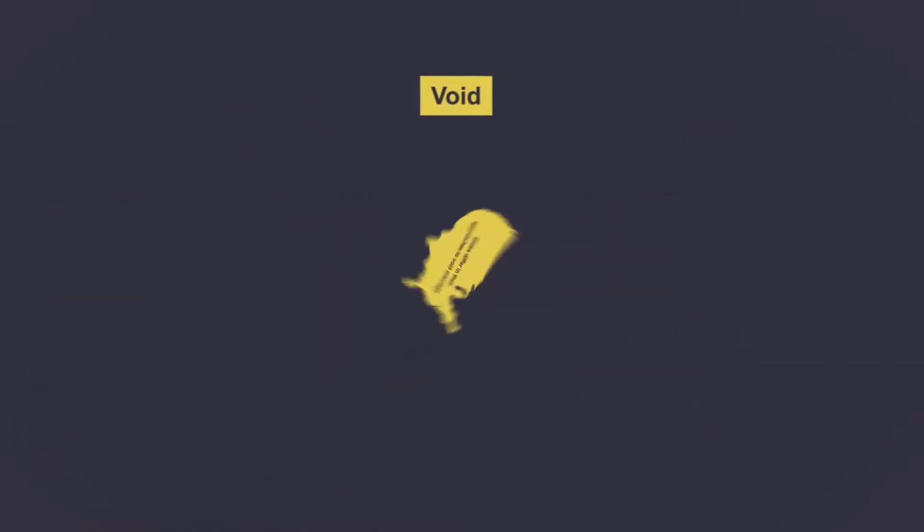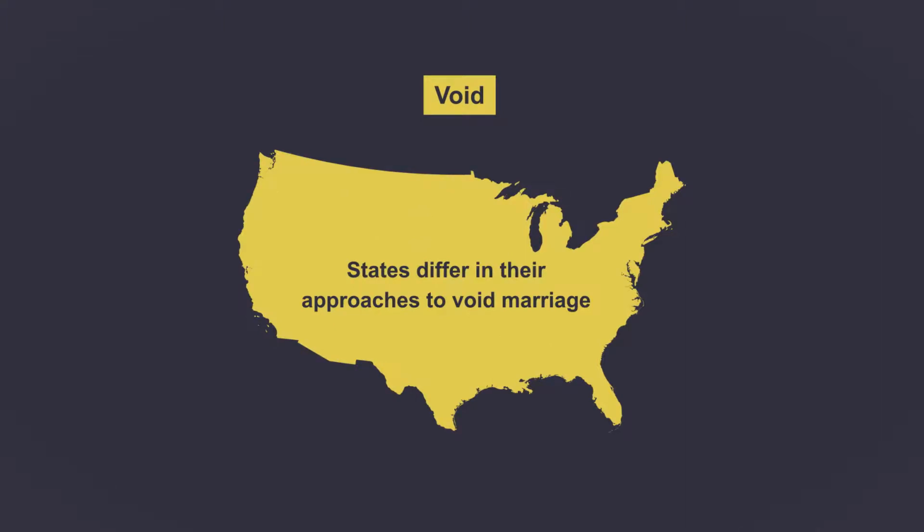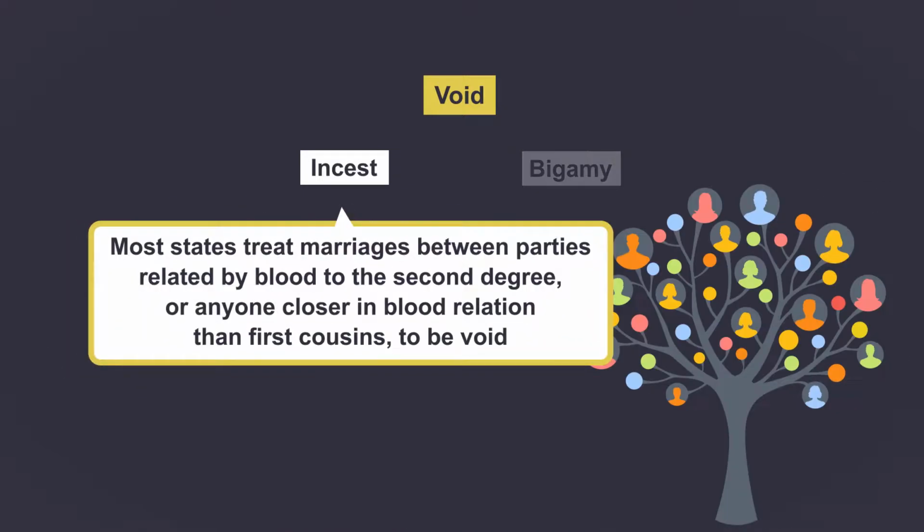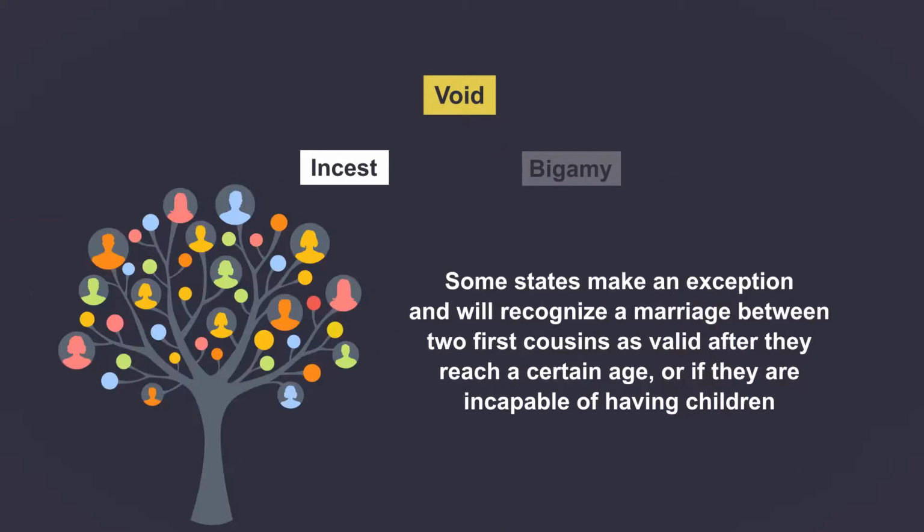Void marriages. States differ in their approaches to void marriage, but most consider a marriage to be void when incest or bigamy exist. Most states treat marriages between parties related by blood to the second degree, or anyone closer in blood relation than first cousins, to be void. Some states make an exception and will recognize a marriage between two first cousins as valid after they reach a certain age, or if they are incapable of having children.